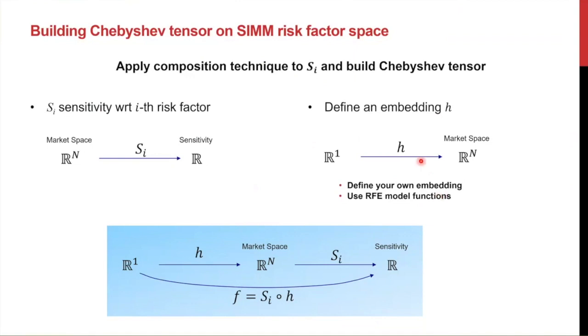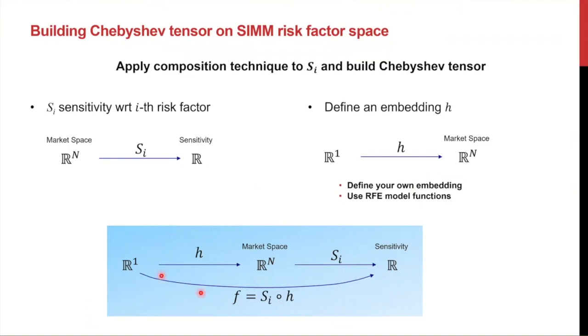And I'm not going to go into the details of how you define this H, which is agnostic to the risk factor diffusion model. It's definitely not something for a presentation like this, but we definitely encourage you to read one of the papers that we have where we describe how to do it. But ultimately, once you come up with this H, by the way, I'm sure there are many other ways of defining this embedding, you take the composition with SI, and then you come up with this function, which you can build the Chebyshev tensor for.